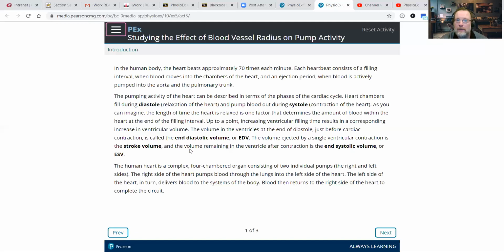So we're going to look at that. How much blood is in the ventricles before it pumps, and how much blood after it pumps. And that amount, the difference between the two, is called the stroke volume. So in other words, how much blood was ejected from the heart.